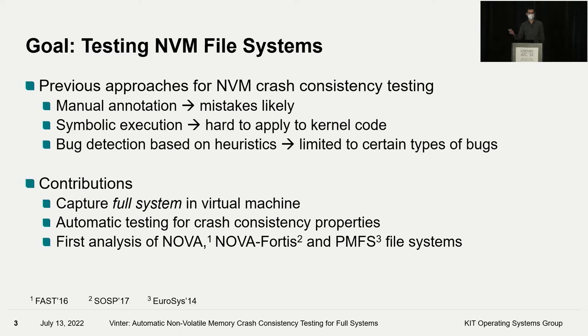Second, symbolic execution and related techniques are great for understanding what the code is doing, but we found it hard to apply to kernel code since most of it is written for a user space setting. And we found, especially for file systems, that the interaction between user space code and kernel space code is important for crash consistency. Finally, some of these tools rely on heuristics to detect bugs, such as what is happening when the program ends. This is, of course, limited to certain types of bugs, and these works generally were written with user space software in mind and not with kernel file systems.